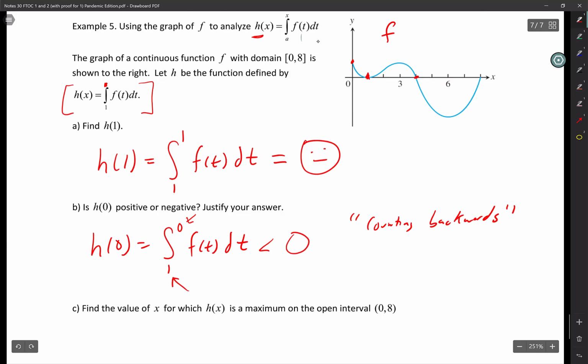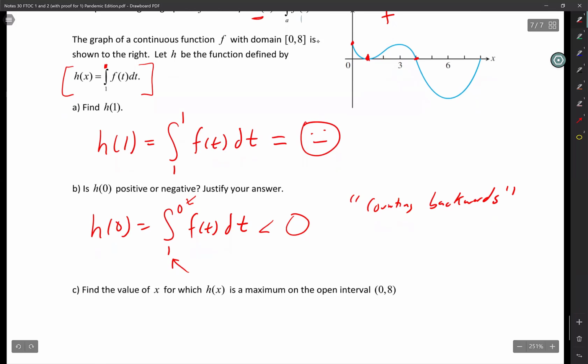Chavez, the area is above the x-axis. That's right. But you're counting backwards. So a positive times a negative is a negative. Does that make sense to everyone? Okay, what if, time out, what if that area was below the x-axis? Then it would be positive because a negative times a negative is a positive. Are we all in agreement there? Okay, all right, next one.